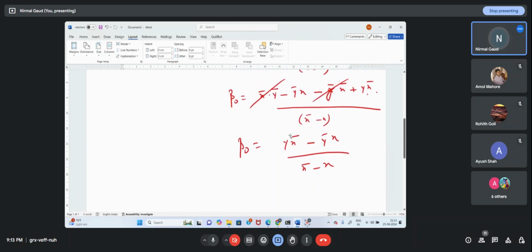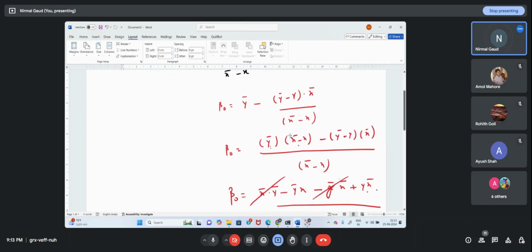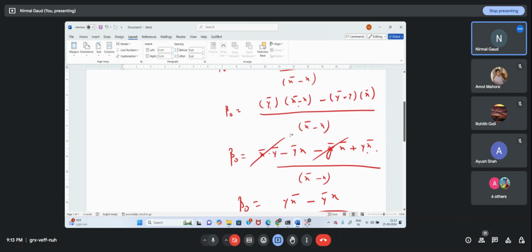Okay, in my calculation this is what I'm getting. As I confirmed, beta naught was y bar minus beta 1 x bar, and beta 1 was y bar minus y upon x bar minus x. Okay, this is beta 1.